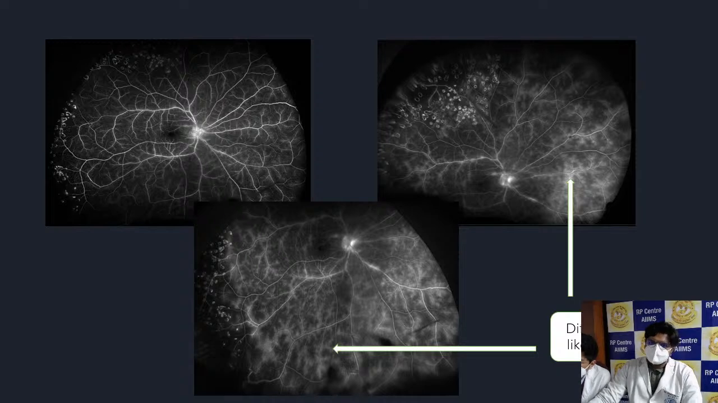We'll see once the patient comes back. Other than that, it's basically a phlebitis. There is no other, like he told you, patches of retinitis or arterial involvement. All those things are not there in this patient.